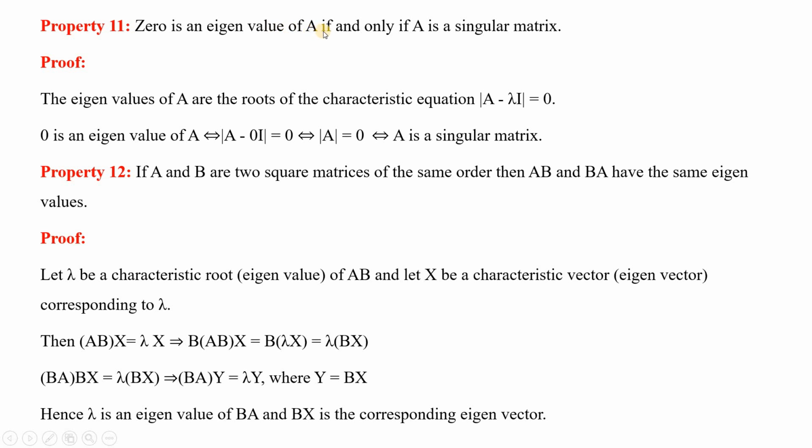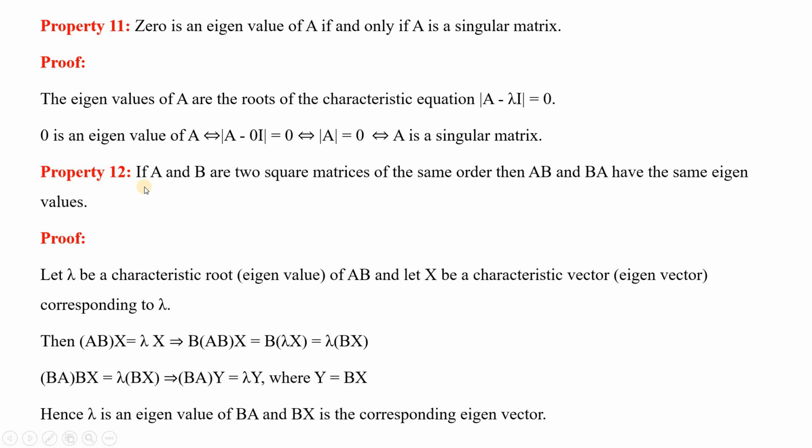So 0 is an eigenvalue of A if and only if A is a singular matrix. The eigenvalues are the roots of the characteristic equation. So 0 is an eigenvalue implies determinant of A equals 0, which means A is a singular matrix.